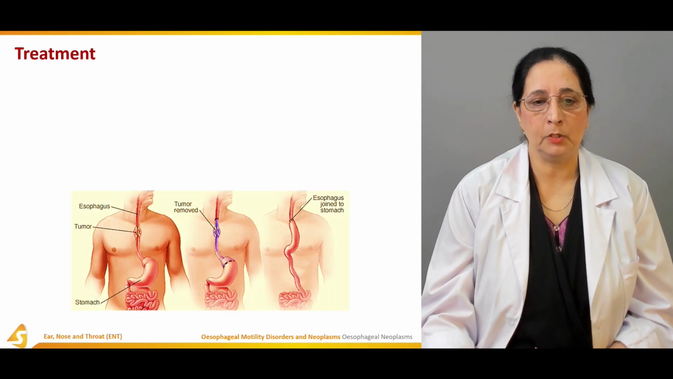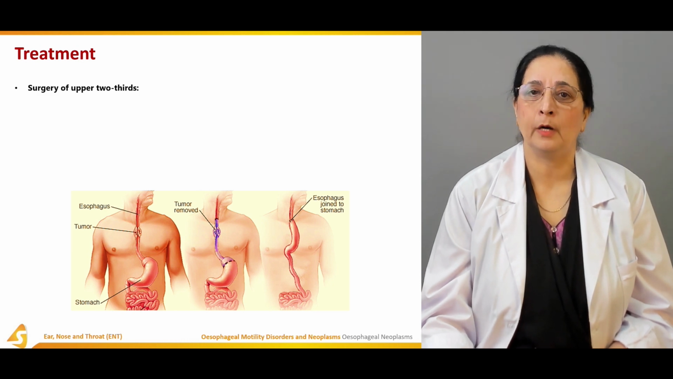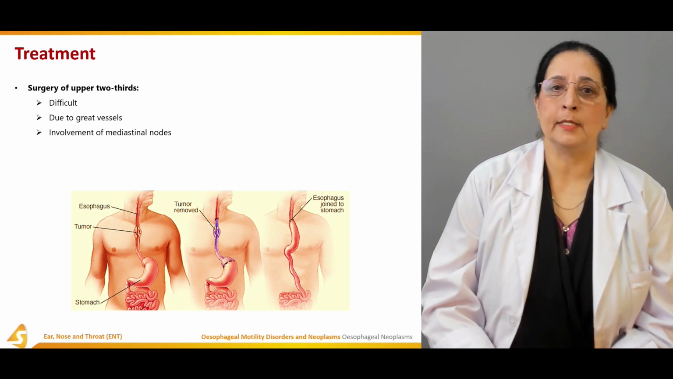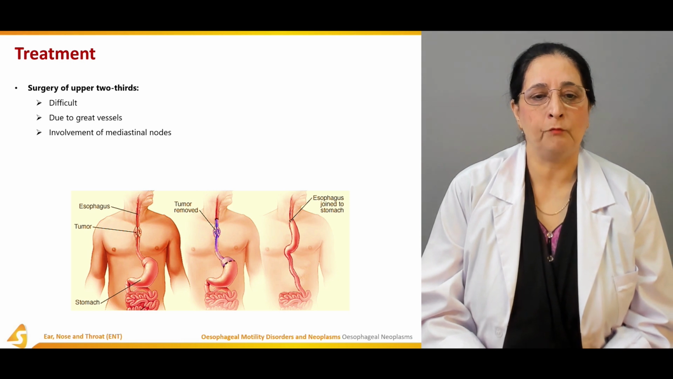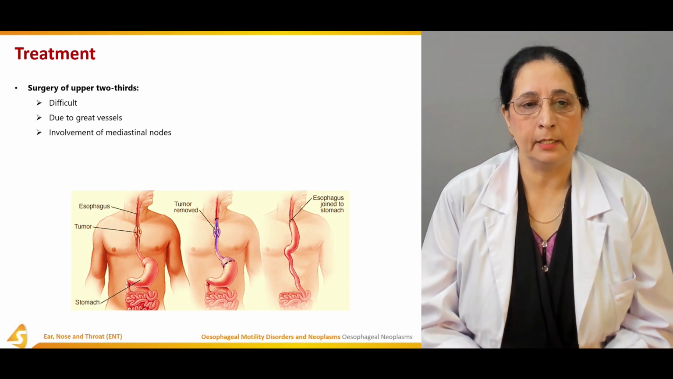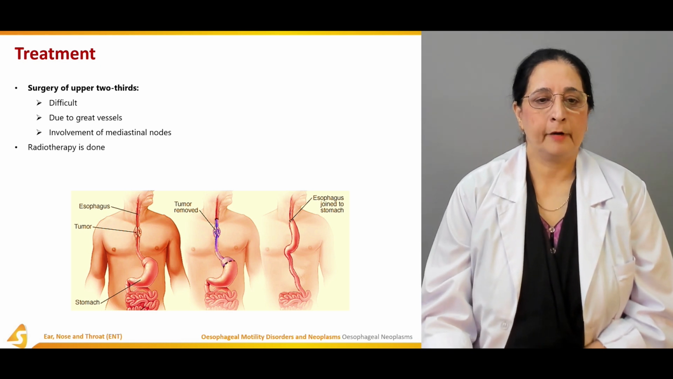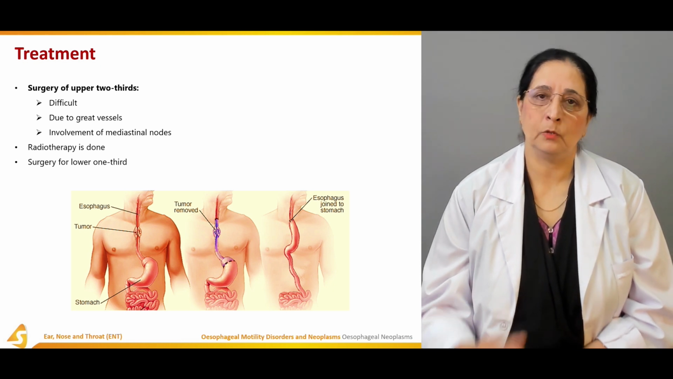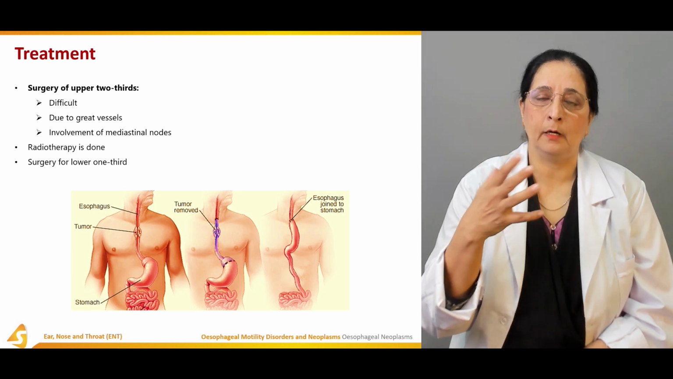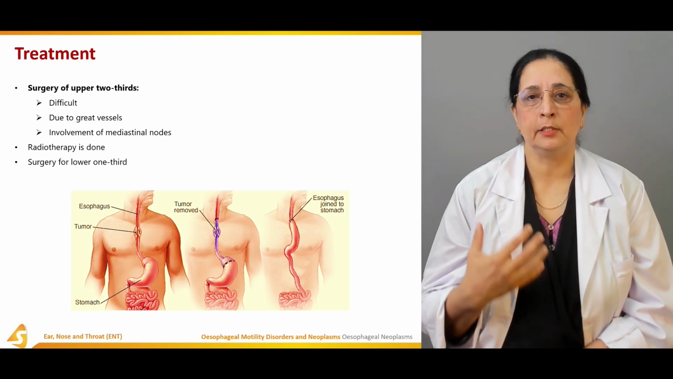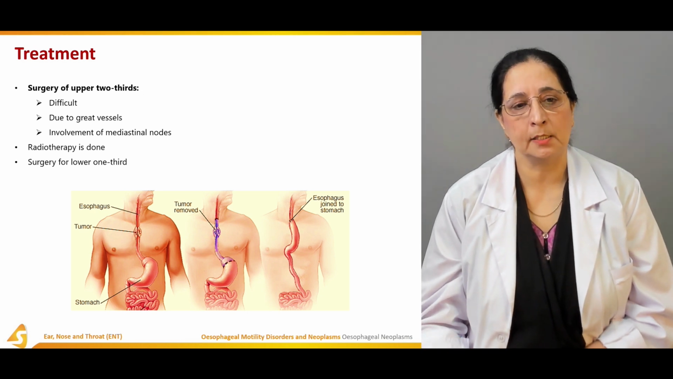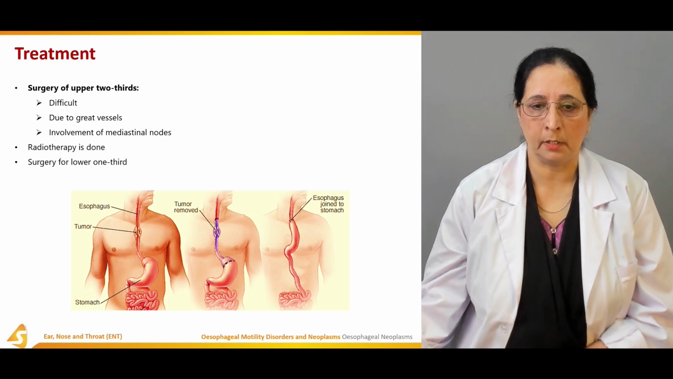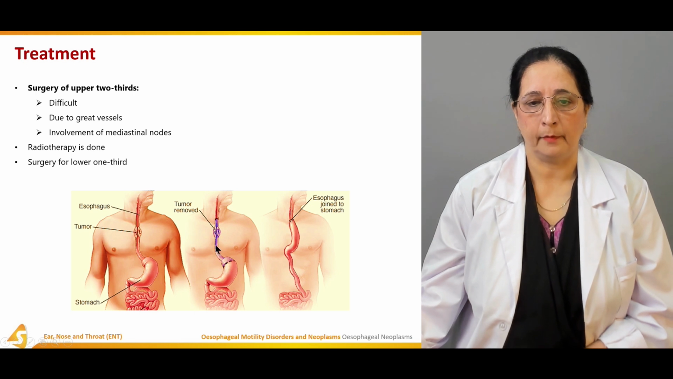Treatment of the carcinoma: surgery of the upper two-thirds is difficult due to the presence of great vessels in the upper third and involvement of mediastinal nodes. Radiotherapy is done. Surgery is for the lower one-third. So in the lower one-third, surgery is done. In the upper two-thirds, surgery is difficult because of the presence of great vessels, so radiotherapy is preferably performed. In the lower third, the surgery can be performed.